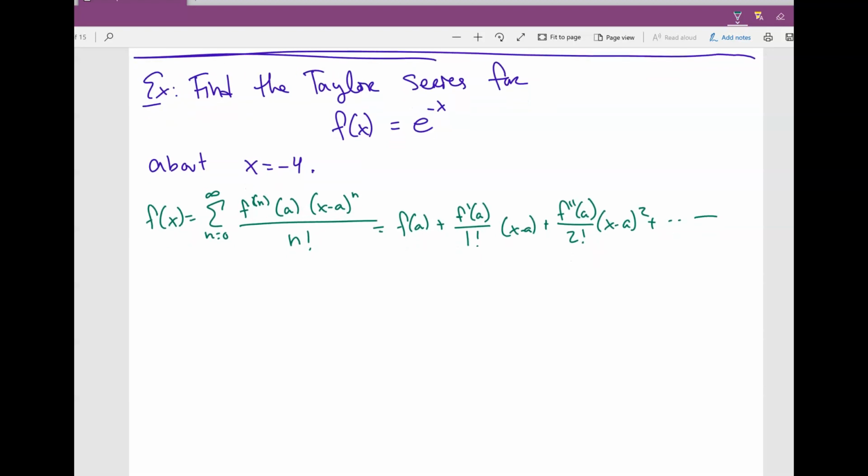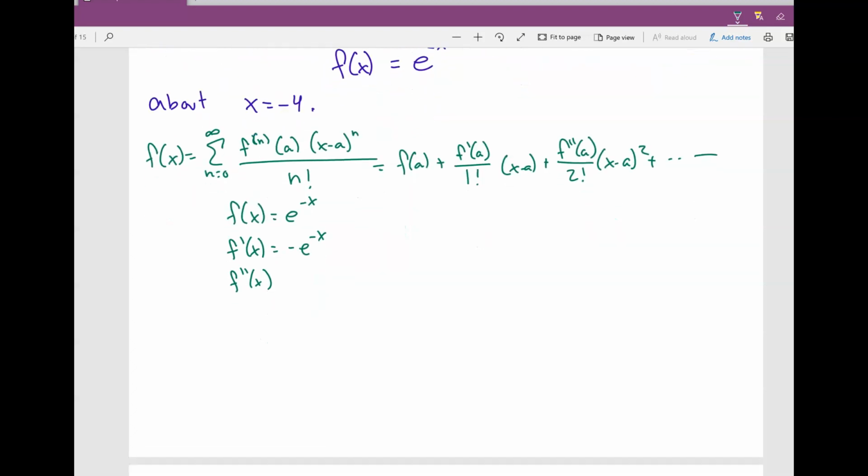So we're going to start off with f of x. So f of x is equal to e to the negative x. I take the derivative of this. Now it's not going to be just e to the negative x. It's going to be negative e to the negative x. Then do it again. Take the second derivative. And I'm going to have positive e to the negative x. Then I take the triple derivative and have negative e to the negative x. Take the fourth derivative. Then I'm going to have positive e to the negative x. So you can kind of see this, okay?